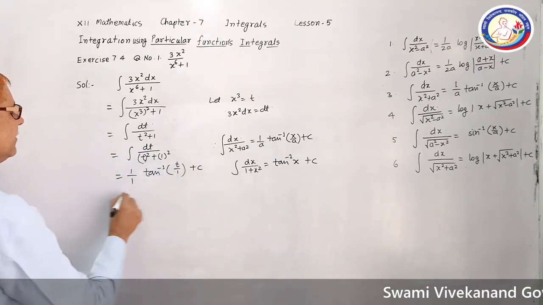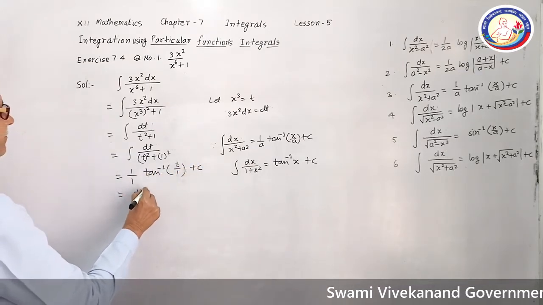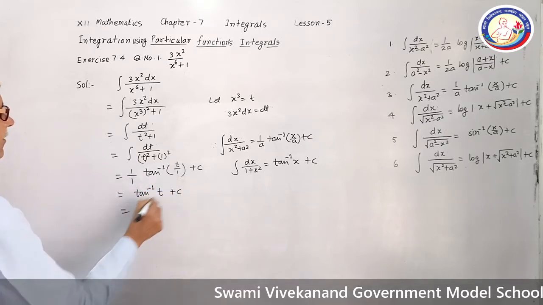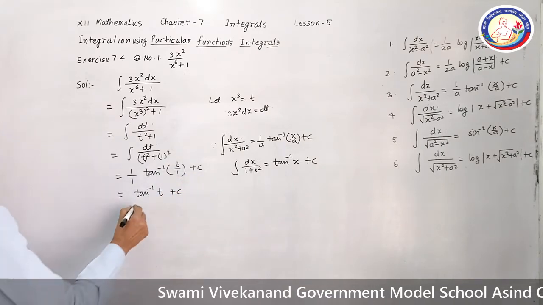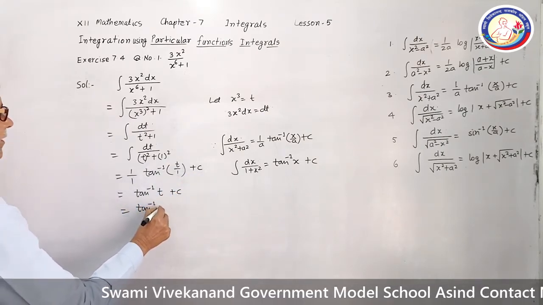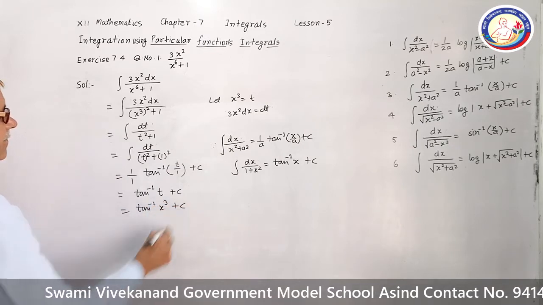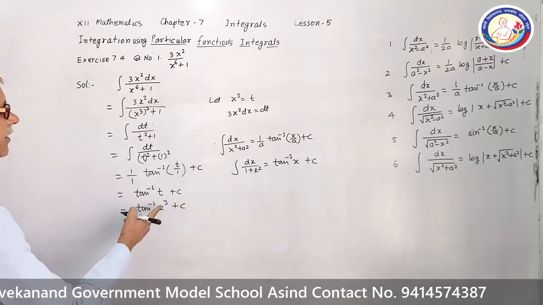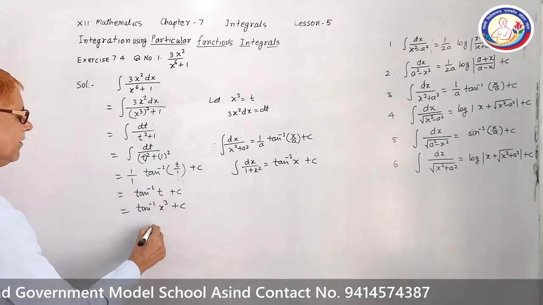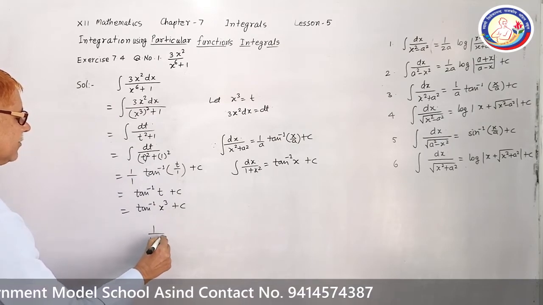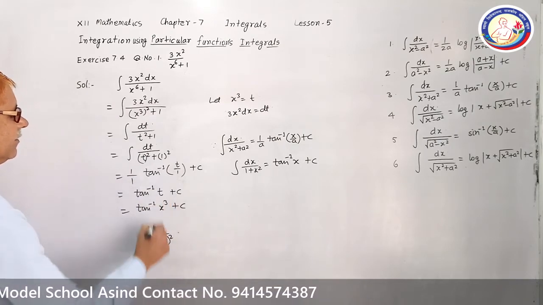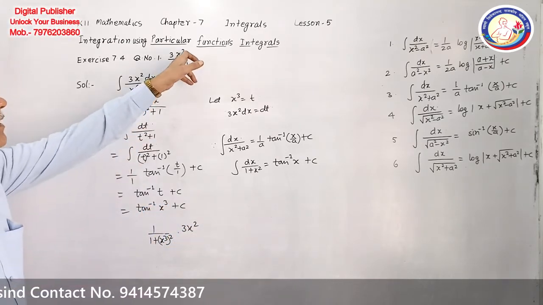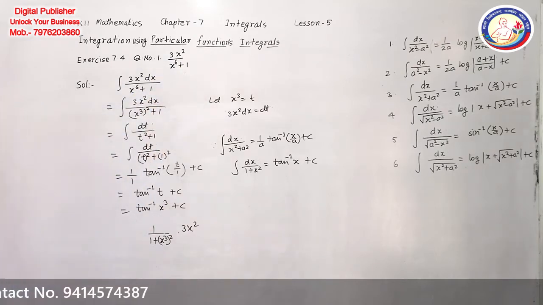And the constant of integration is here. This is tangent inverse t plus c. And if we put the value of t again, it will be tangent inverse x cube plus c. We can check the answer also. The derivative of tangent inverse x cube with respect to x cube is 1 upon 1 plus x cube square, and then the derivative of x cube is 3x square. This is the integrand here. So our answer is correct.